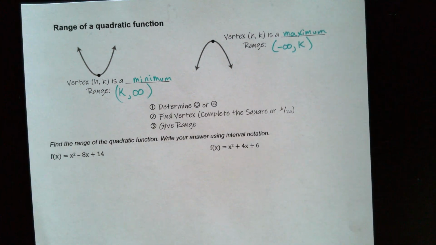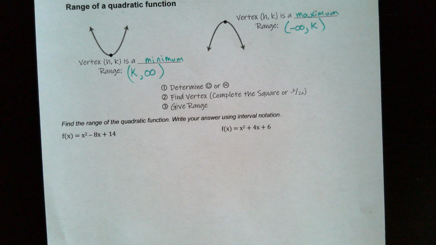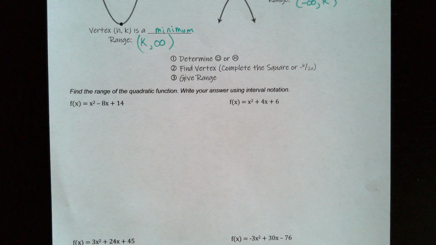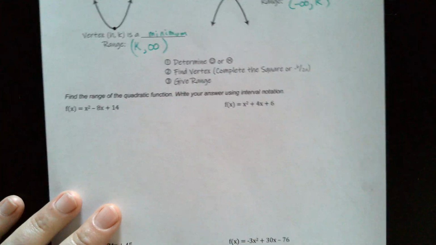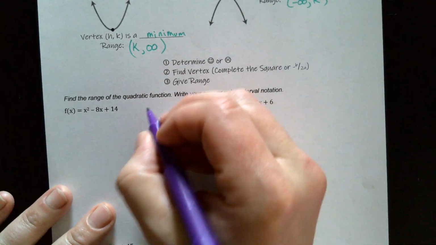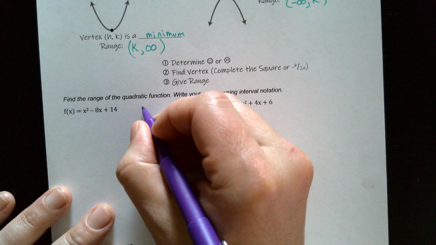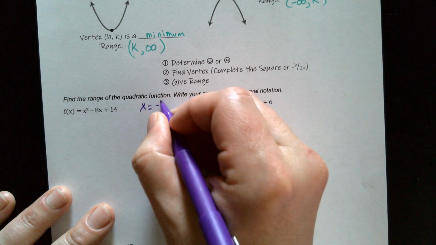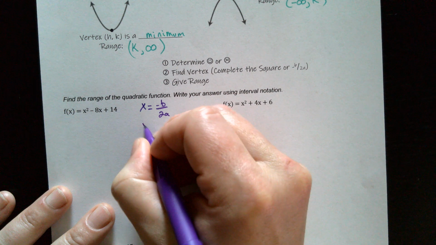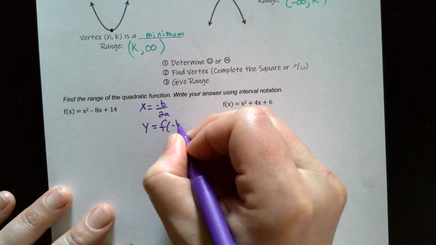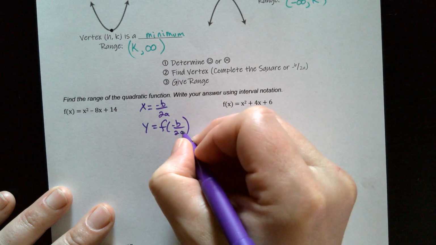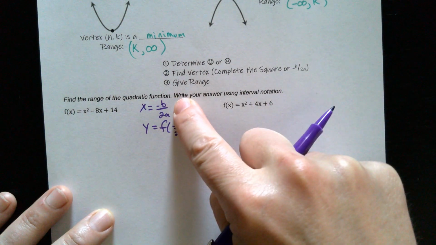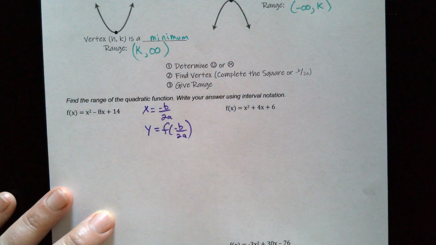Okay, so what we have to do is find the vertex using whatever way we want, and then use that to give our range. I think negative b over 2a is the easier way, so that's the way I'm going to do this video. So x is equal to negative b over 2a, and y is equal to f of negative b over 2a. That will give you the x and y of your vertex. So you find this one first, and whatever that answer is, you plug it into the function. You get your other part.